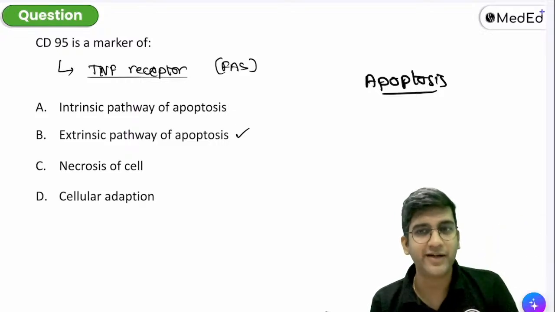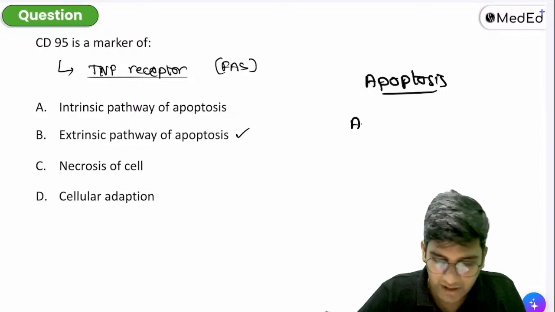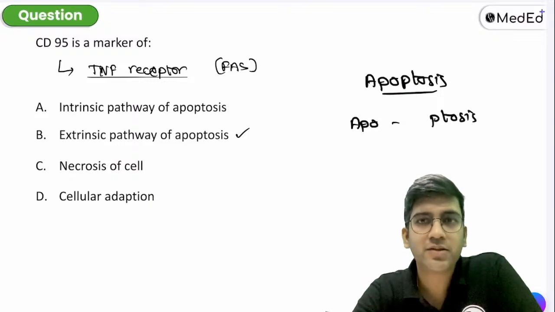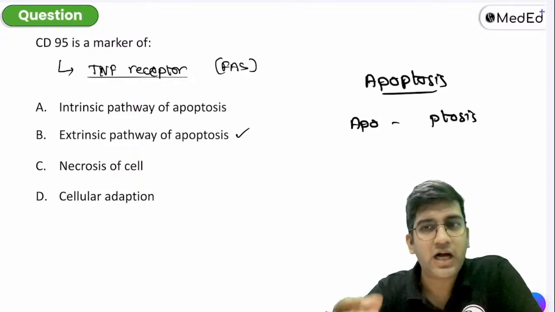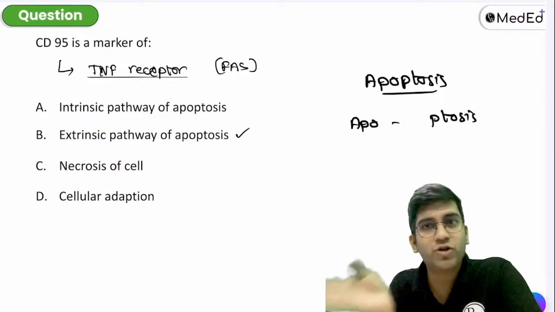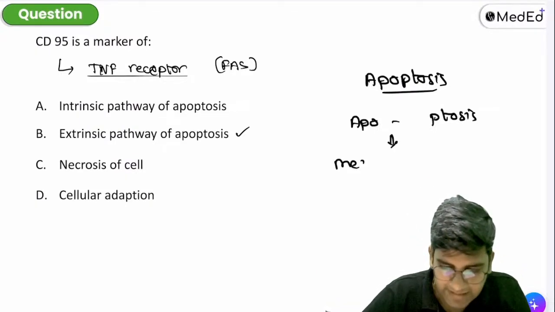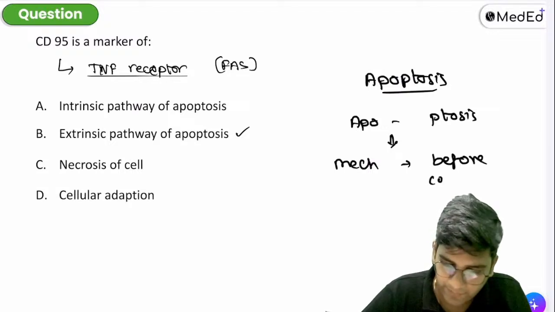Why did I break my head? Apoptosis, it's not apoptosis. It's apoptosis. Now it makes lots of sense. What does ptosis mean? You must have read in your ophthalmology: drooping of eyelid, right? Apo means precursor. It's before dropping. Apoptosis means the exact mechanism which happens before cell death.